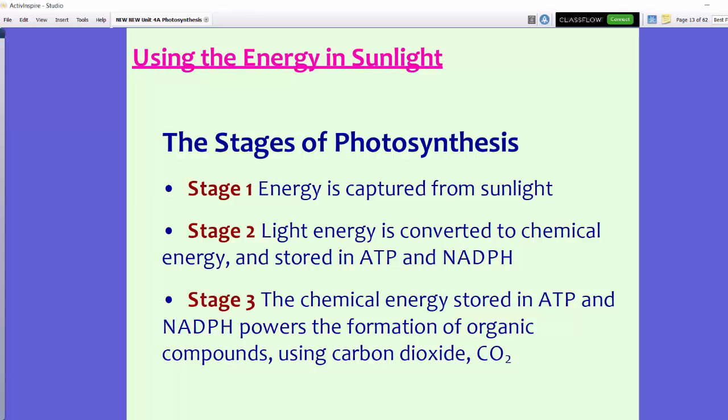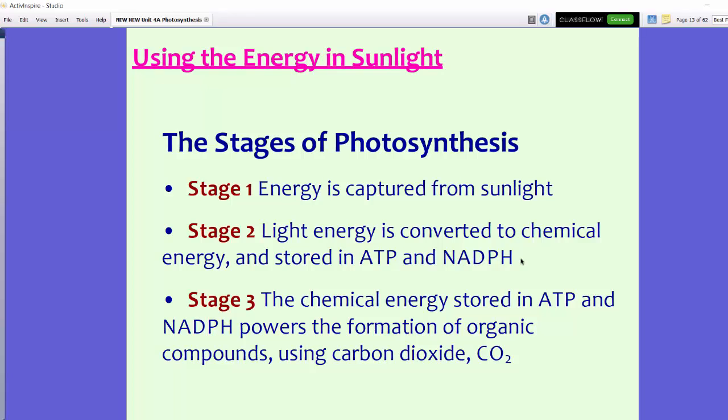Now, stage 2, this is where the light energy is converted to chemical energy, and it's stored in a couple things called ATP, which is adenosine triphosphate, and this is just a fancy way of calling it energy, and something else called NADPH. Now, NADPH also is a form of energy. Now, when I say this, it really means that energy is found in the breaking of the bonds. So it's not that there's like big energy molecules. Once bonds are broken in these situations, that's where we find the energy.